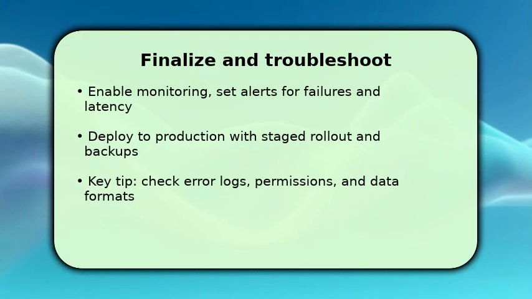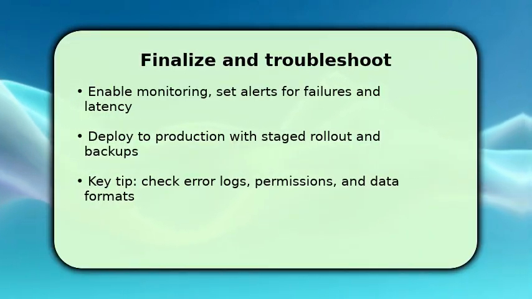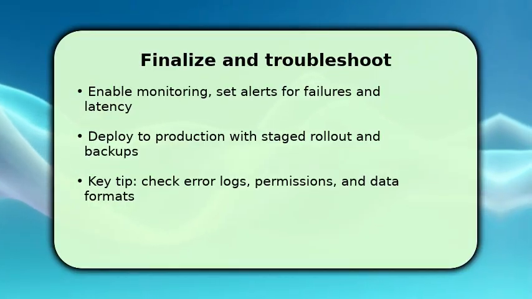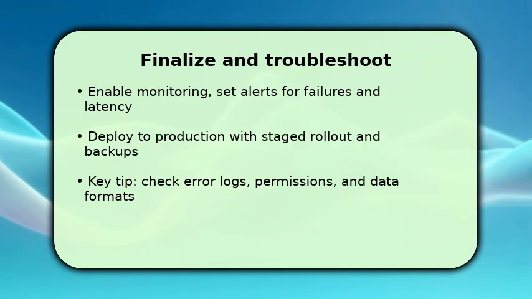You finish by enabling monitoring and alerts so you're notified of failures or high latency. This keeps operations reliable. Deploy to production using a staged rollout and maintain backups so you can revert if needed. Make sure maintenance windows and access controls are documented for team members.